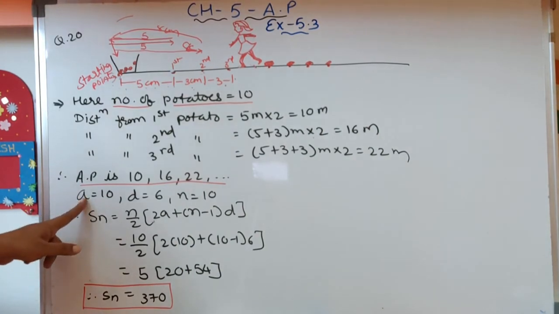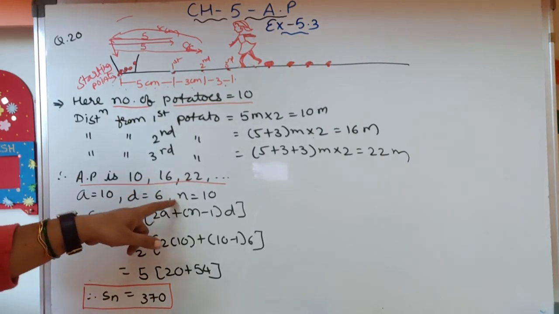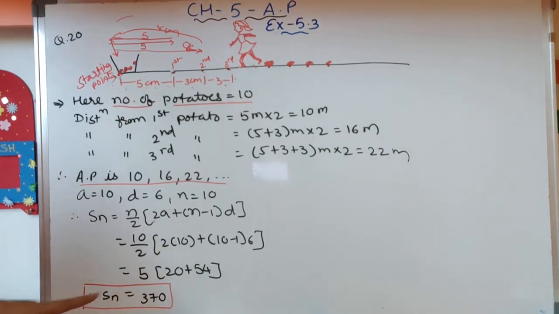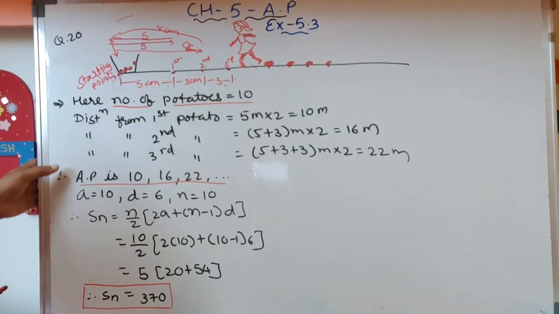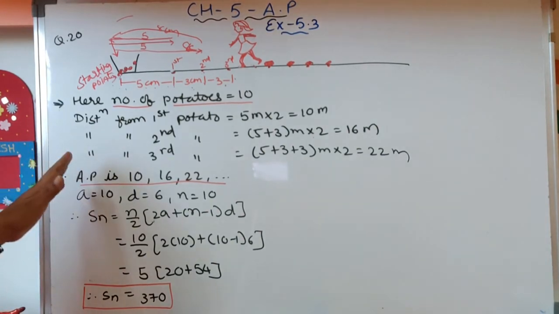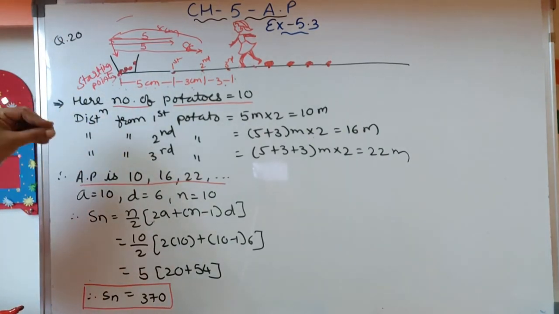Therefore here A is equal to 10, the common difference D is equal to 6, and n is equal to 10. After substituting the values, we get 370 as the total distance the competitor has to cover or run. I think it is clear how to get the answer. It is not so difficult, but you have to think about it and reconstruct in your mind whatever event is given. Your imagination must be powerful. So like this you can get the answer.